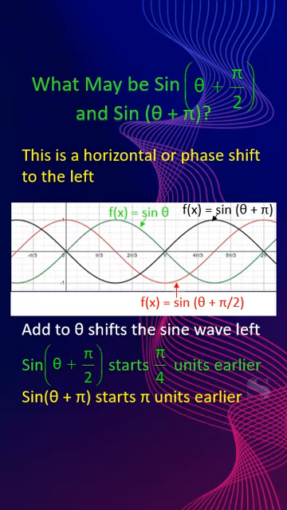Compare that to a vertical shift, which would change the actual value of the sine at every point. So remember, f(x) equal to sine x minus pi by 4 shifts right by pi by 4. f(x) equal to sine x plus pi by 4 shifts left by pi by 4.